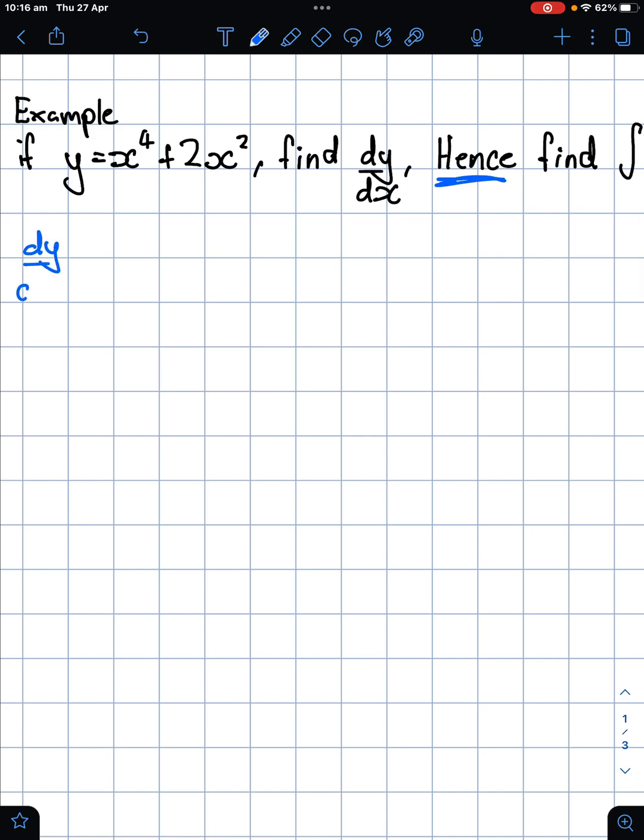So dy dx here would equal 4x cubed, so the integral of this first one here, plus 2 times 2x to the 1, which means we're going to have 4x cubed plus 4x.